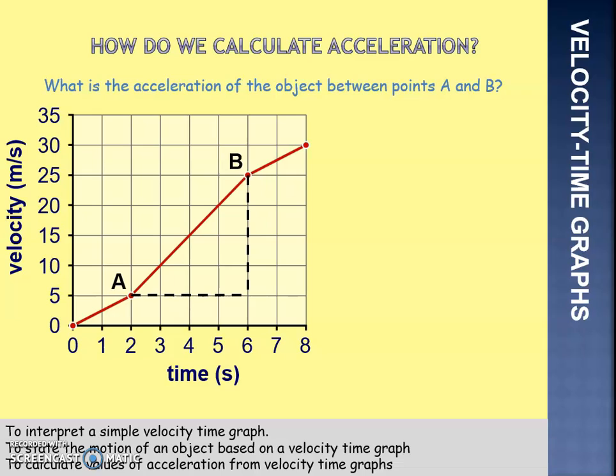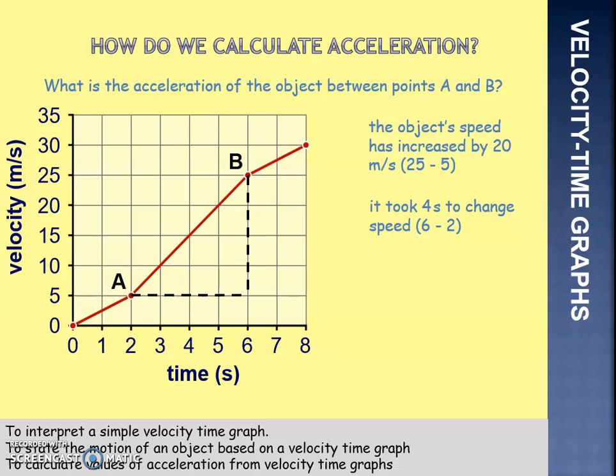So let's have a look at this object here. Between points A and B, what's the acceleration of the object? So we need to be looking at our graph, taking values from the graph, and interpreting them properly. The object's speed has increased by 20 meters per second. At point A, it's travelling at 5 meters per second, and at point B, it's travelling at 25 meters per second. So 25, the final velocity, take away 5, which is the initial velocity, gives us 20 meters per second.